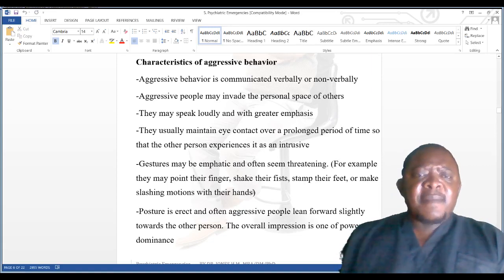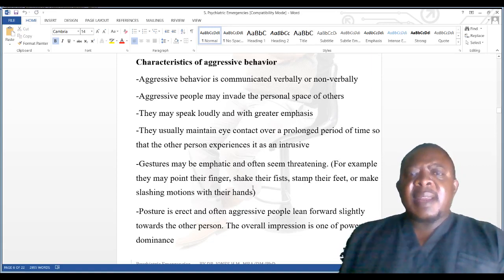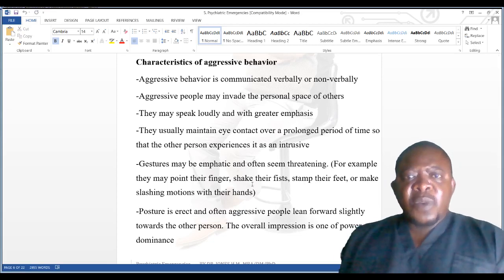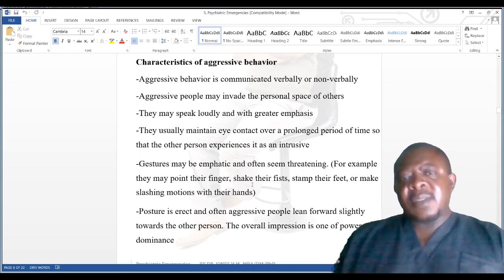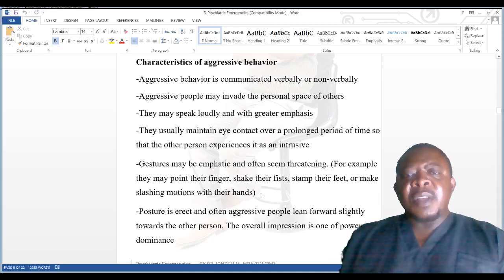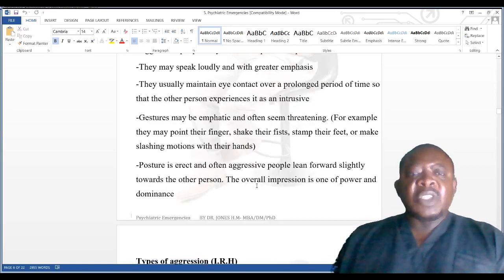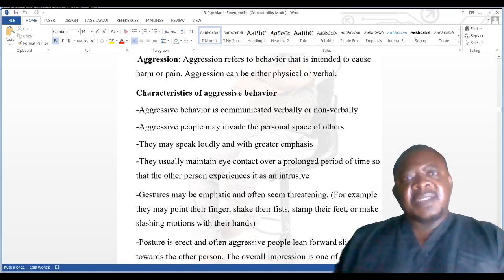When you talk about posture for aggressive behavior, it is erect. Often aggressive people will lean forward slightly towards the other person. They are trying to push themselves more into the personal space of the other, so they will lean forward towards the person. The overall impression is one of power and dominance. These are characteristics of aggressive behavior.